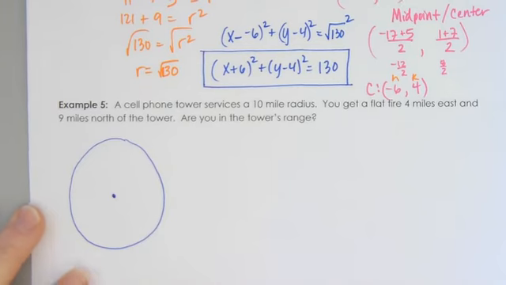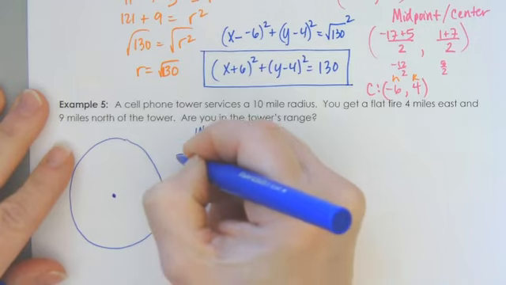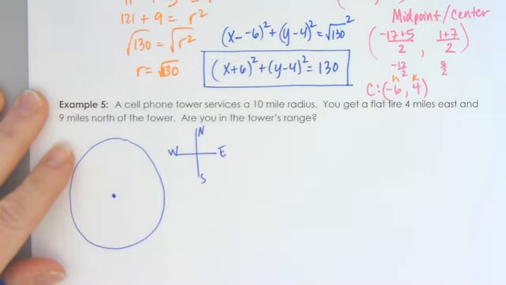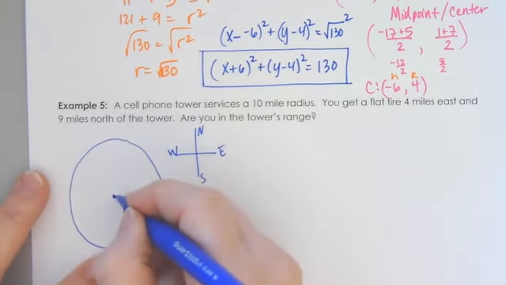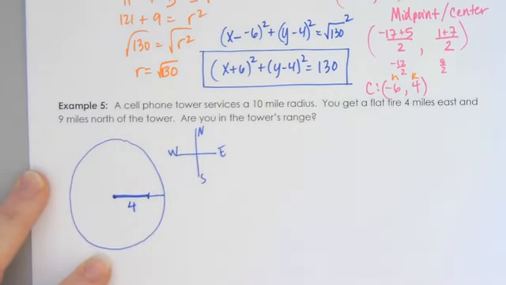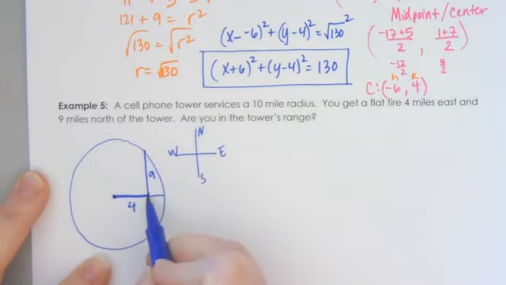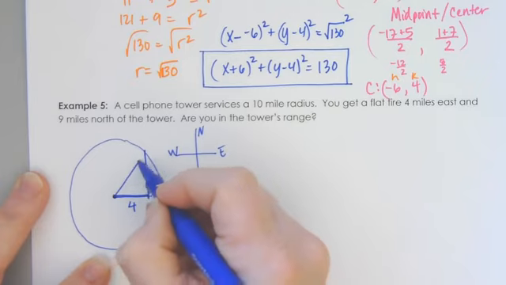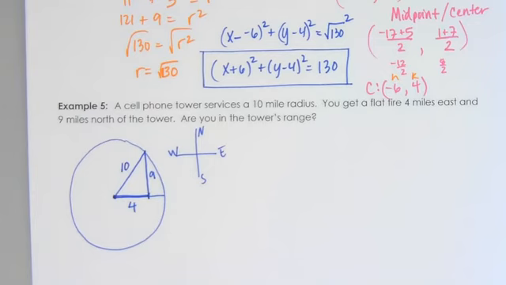It's saying you get a flat tire 4 miles east. So think about directions here. We've got north, south, west, and east. So I went 4 miles east. So I'm just going to go over 4 miles here. There's 4 miles right there. And 9 miles north. So I didn't do a very good job drawing that picture. But so it's 4 miles east of the tower, 9 miles north of the tower. We do know that this radius is 10. So the question that I'm asking here is, am I in this tower's range?